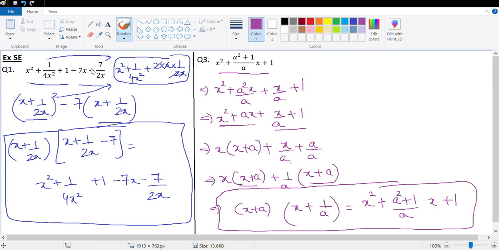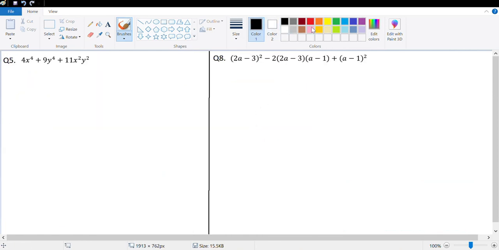Let's look at the next question. The next question that we do is question number 5. Question number 5 says 4x⁴ + 9y⁴ + 11x²y². So let's see if I can figure out what to do with this. Maybe I could, this obviously looks like (2x²)² plus this looks like (3y²)². So if I were to make it (2x² + 3y²)² I would need plus 2 into 3, 6 into 2. So plus 12x²y².